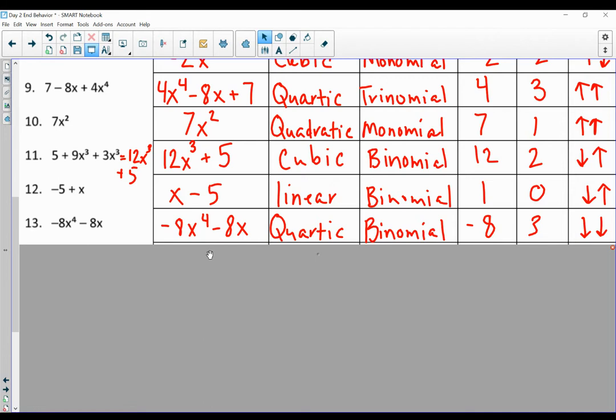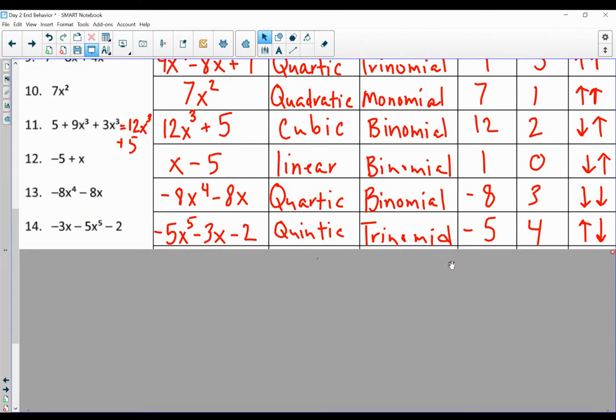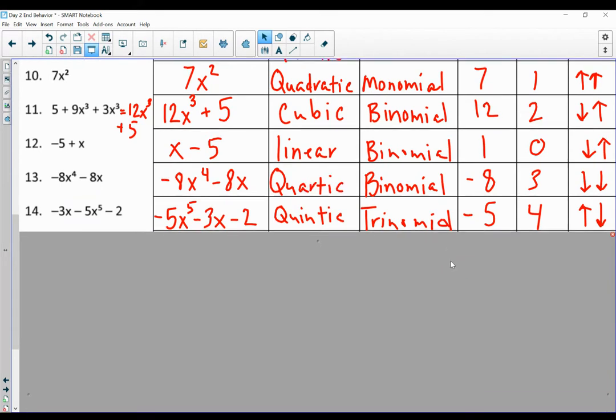Here's an example of down, down. Yes, I have an even function, so they're going to head the same direction, but my leading coefficient is negative. So if the one on the right goes down and it's even, they both have to go down. So that is an example of down, down. And I encourage you to pause this video and just check and see if you got anything wrong.